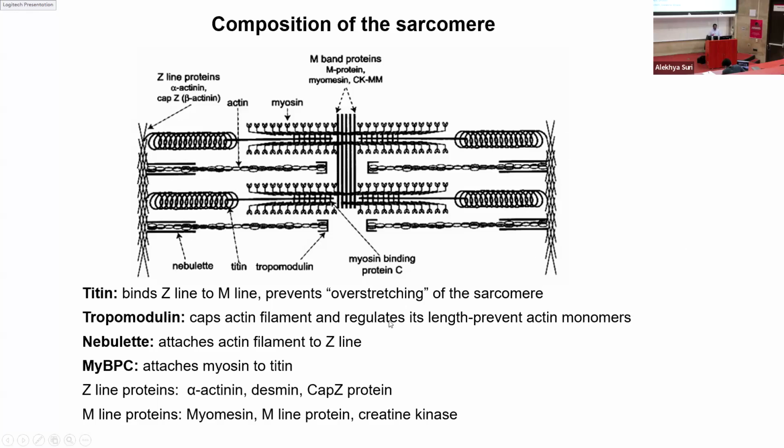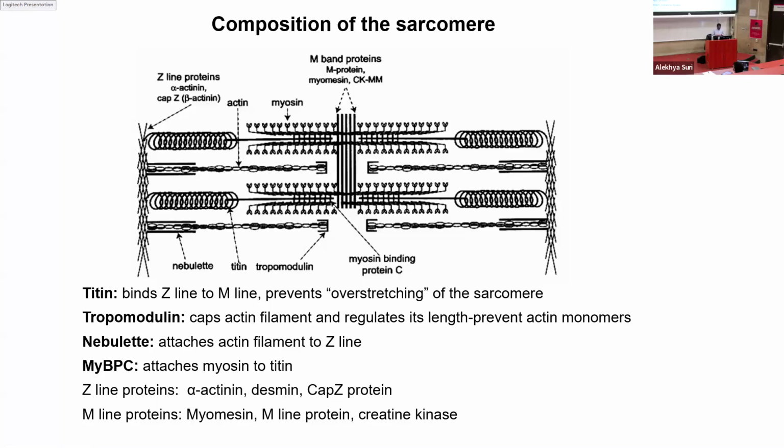And titin is like a coiled structure, so it acts like a spring. So it prevents the overstretching of the sarcomere. So it controls the sarcomeric contraction length. So titin is therefore mostly modulating the stretching of the sarcomeres. And then there are other proteins like tropomodulin. The tropomodulin regulates the thin filament length, which is the actin filament, and myosin binding protein C, which attaches the myosin to titin.